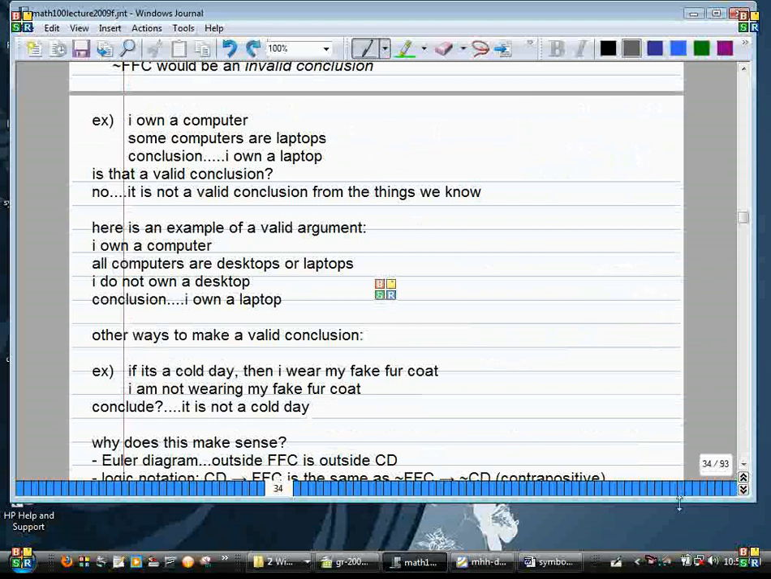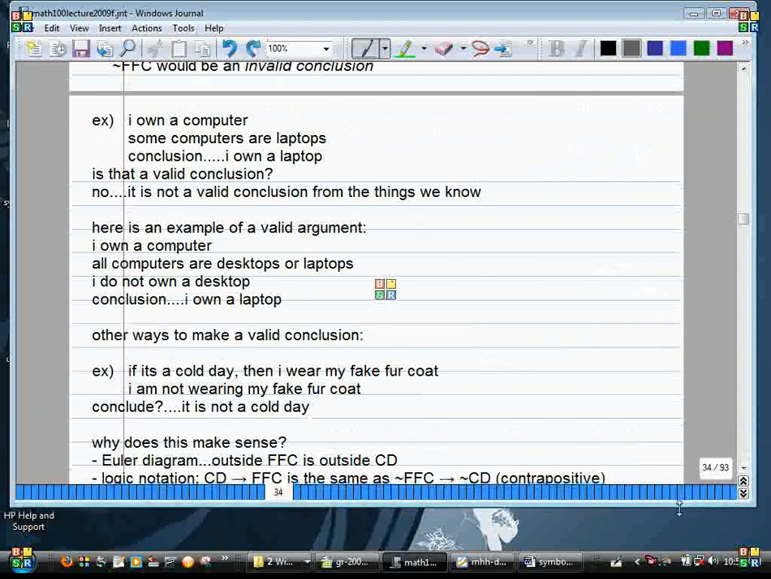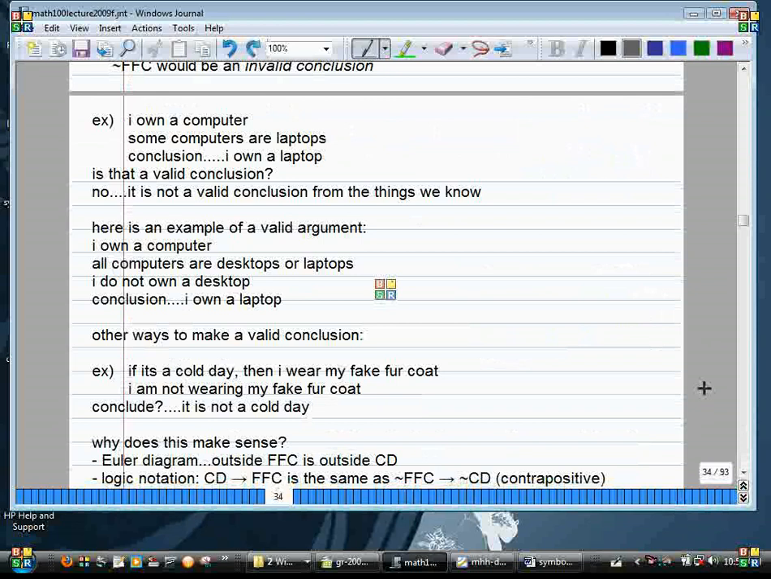But we can also think of this in terms of logic notation. What we know is that if CD, then FFC. But remember what we talked about last time. If we have an if-then statement, that's the same as saying what? The contrapositive. We spent a while working on that and figuring out that this is the case. So if CD, then FFC is the same as saying, if not FFC, then not CD, because that's the contrapositive.